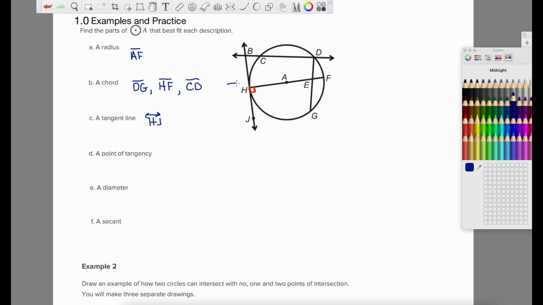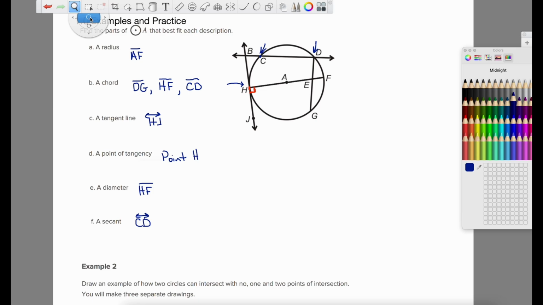Point of tangency, well, that's going to be that point right there, H. So we can just say capital H, or if we want to write, point H. Diameter, we already said, is HF. Segment HF is our diameter. And the secant is a line with two intersections on our circle. So here we've got 2 intersections there. So line CD is our secant. Okay, I think that's pretty good.